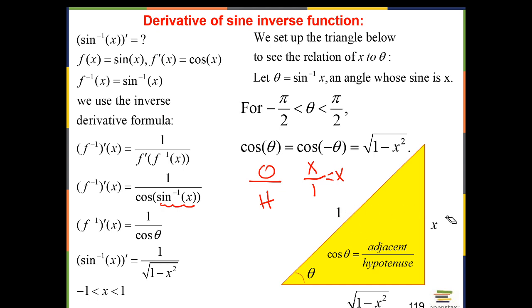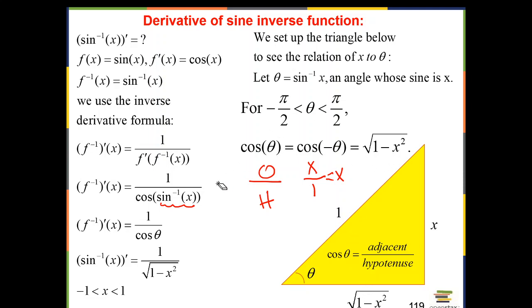Because c squared equals a squared plus b squared. And from there, we can find that this side is the hypotenuse squared minus this side squared, and take the square root. So the cosine of this angle is going to be adjacent over hypotenuse, and that would be the square root of 1 minus x squared.